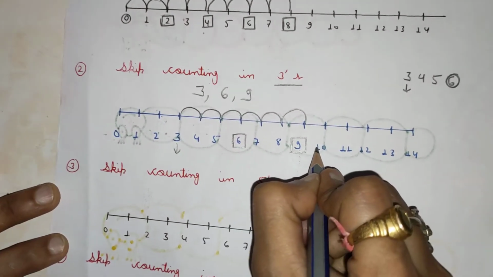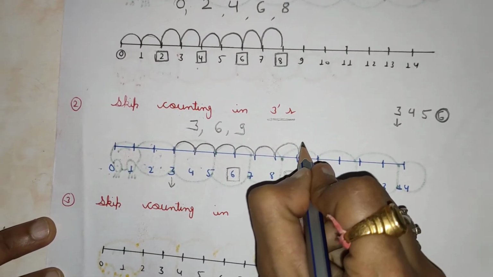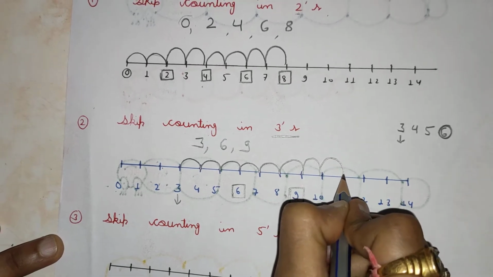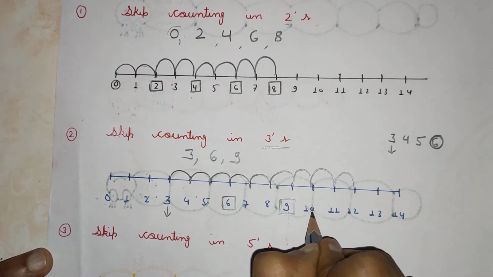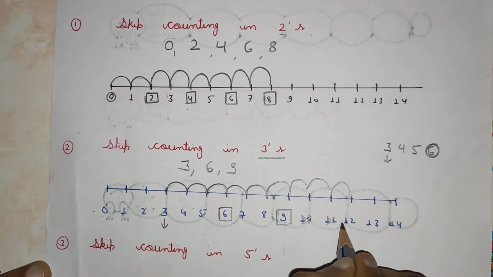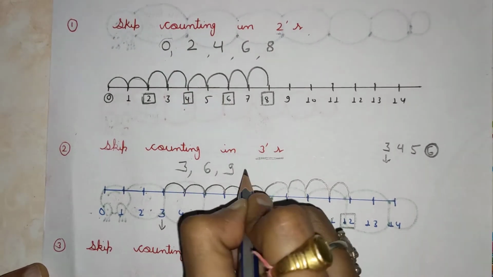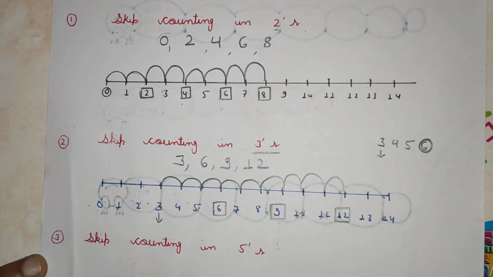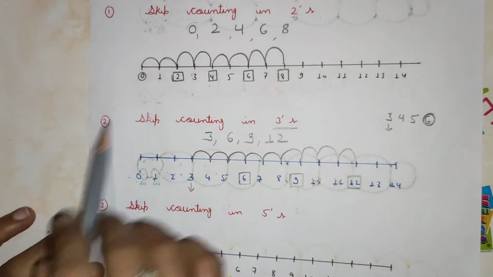Now again you have to skip 3 numbers. Either you draw just this curve or you cut the numbers. That is also correct. So what will be the next number? That is 12. So this is skip counting in 3s.